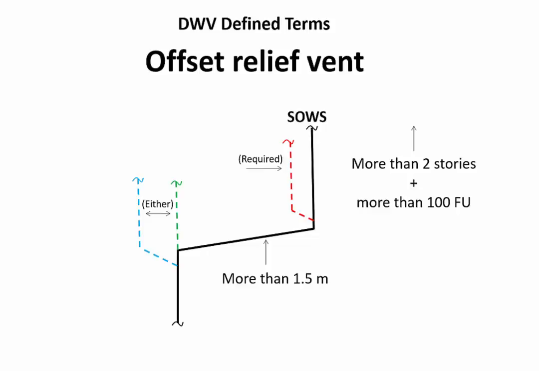Offset relief vents are required when the stack has more than 2 stories draining more than 100 fixture units above the offset. One vent is required at the end of each section as per Article 2544 and are sized according to Article 2574.